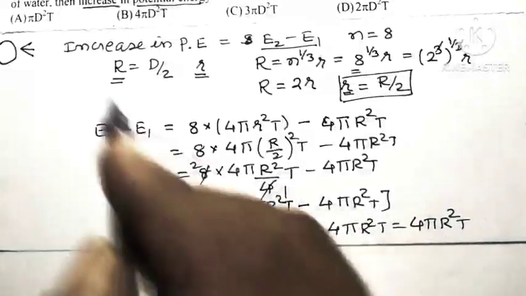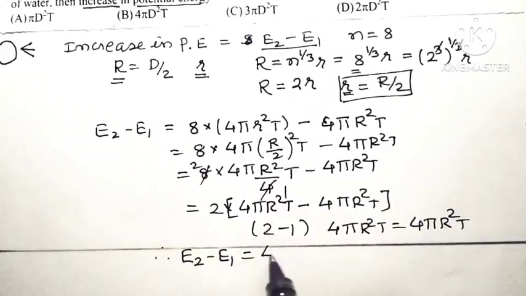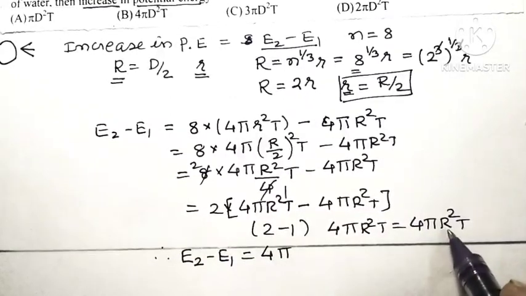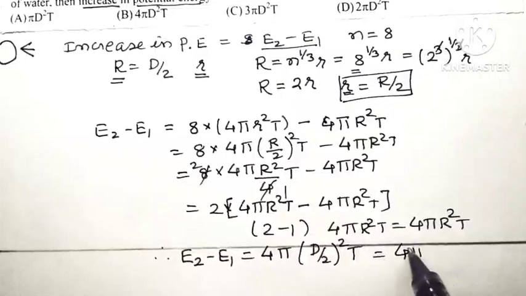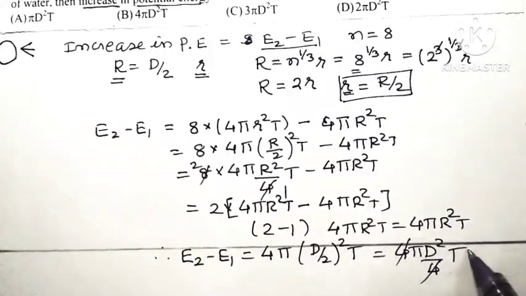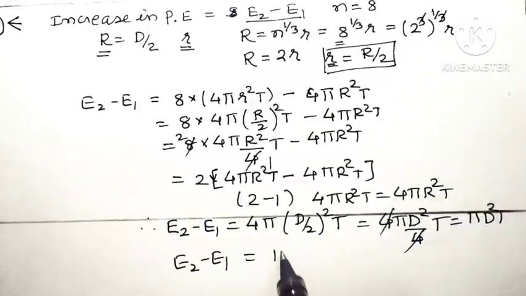But again, R is nothing but D by 2. So the increase in potential energy E2 minus E1 is equal to 4 pi, and in place of R we can write D by 2. So D by 2 whole square into T, that is 4 pi D square divided by 4 into T. This 4 cancels with 4. So pi D square into T. So the increase in surface energy E2 minus E1 is equal to pi D square into T.